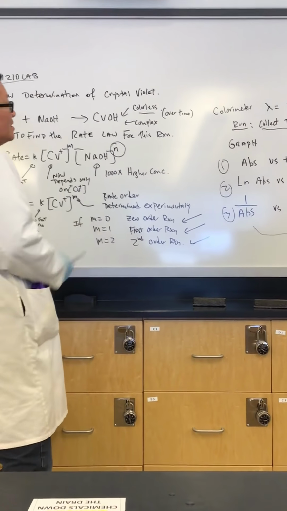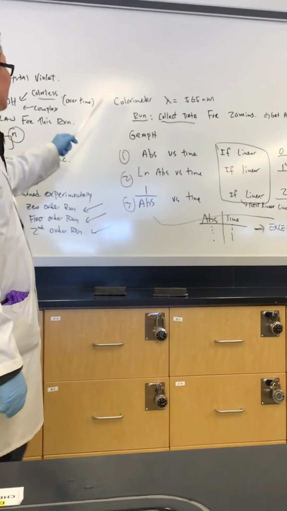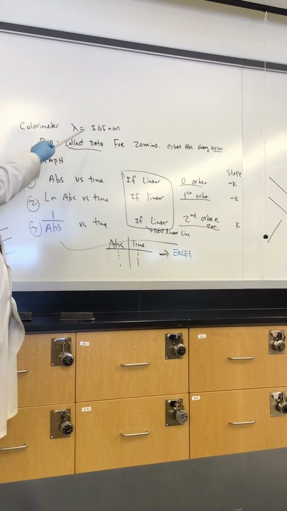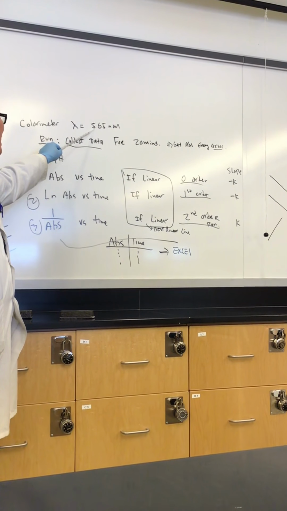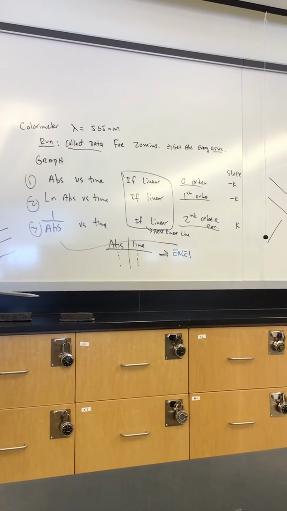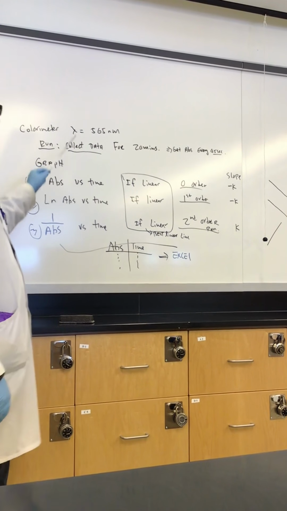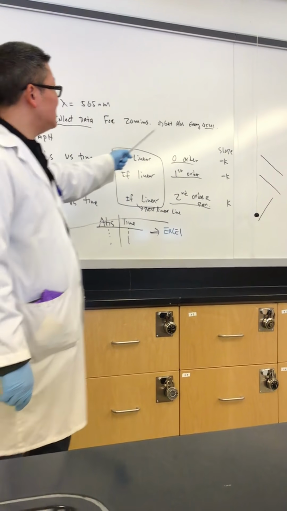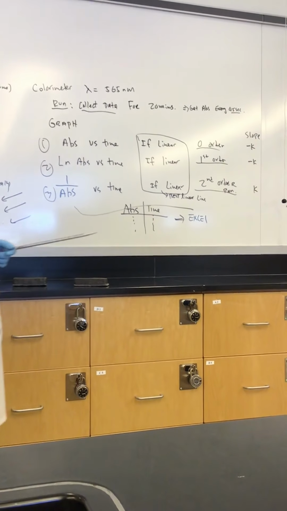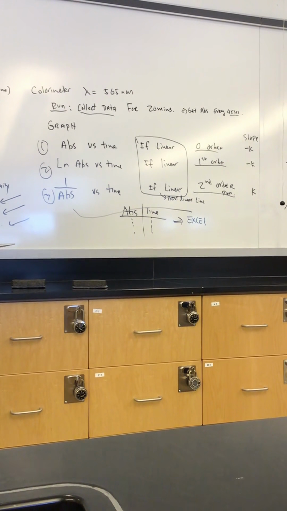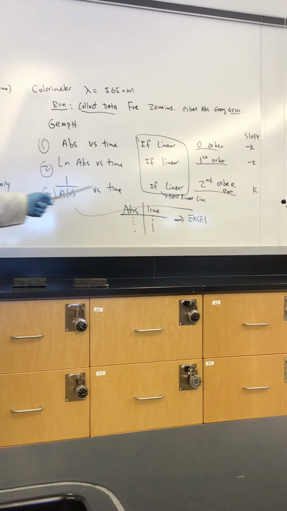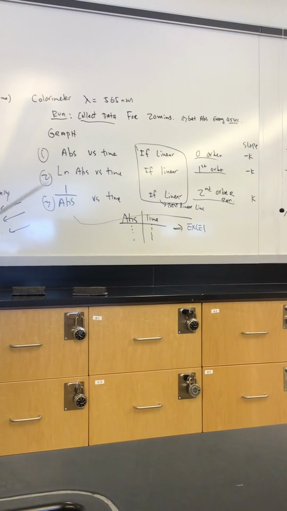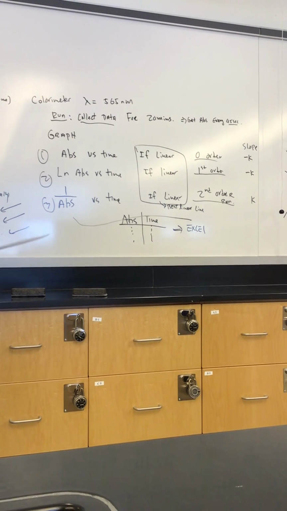We are going to run this experiment and collect data, and we're going to run it at a wavelength equal to 565 nanometers. We're going to collect absorbance data for about 20 minutes. Every 45 seconds or so, we're going to collect 1 point of absorbance measurements, okay? And so at the end, we're going to just have absorbance and time data, and we are going to take this data and plot it in Excel.